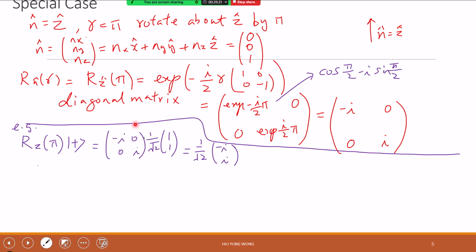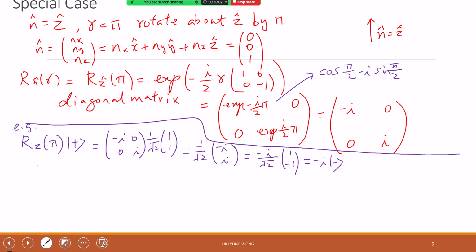Because this is negative i times 1 plus 0 times 1, negative i. 0 times 1 plus i times 1, i, right? So let me just factorize it. I want to get something easier to see. It's negative i divided by square root 2. I factorize negative i out. So this is 1, negative 1. So what is 1, negative 1? It is just negative i minus, right? Correct? Because 1, negative 1 divided by square root 2 is minus. So this is negative i minus.